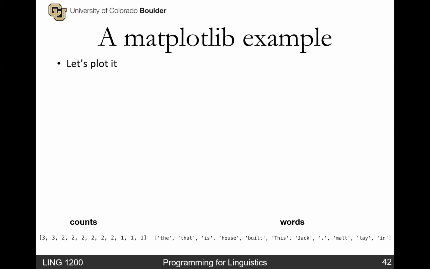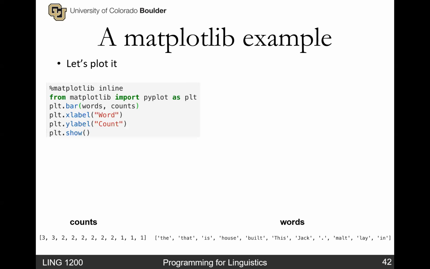So let's plot this. We've got our counts, we've got them in order, we've separated them into lists, so it's very easy now to plot this. And here's what the code looks like. We'll do our special command for Jupyter to display inline, so right after we run the cell, specific to Jupyter. Import our submodule pyplot from the library matplotlib and rename it plt.